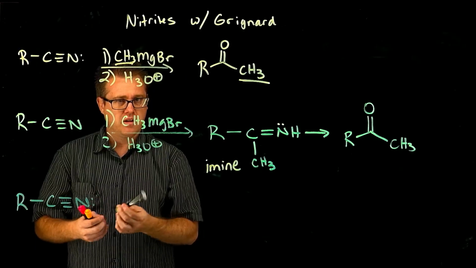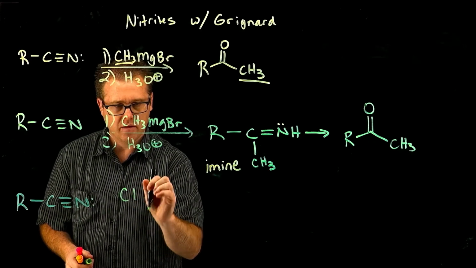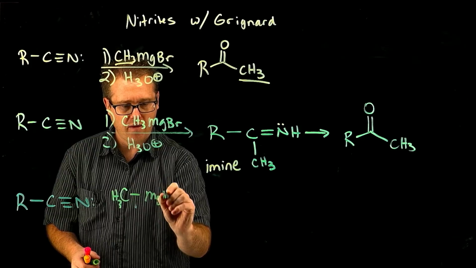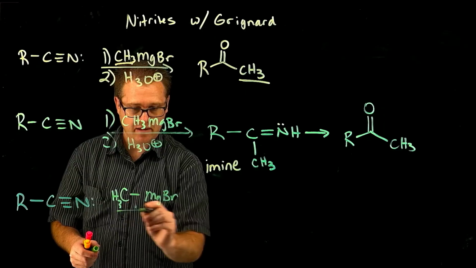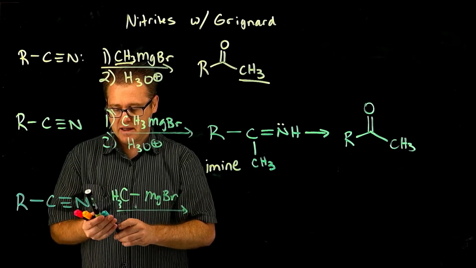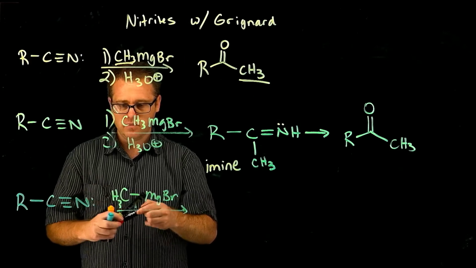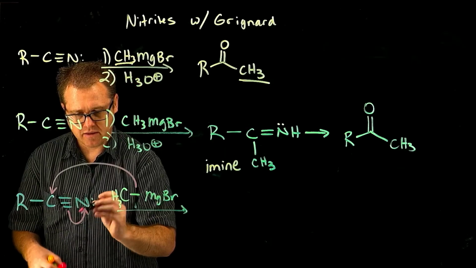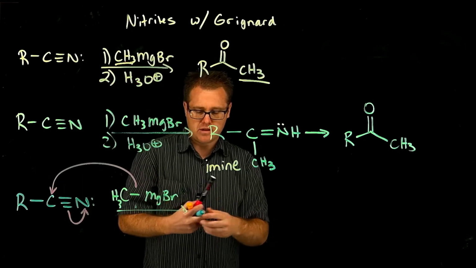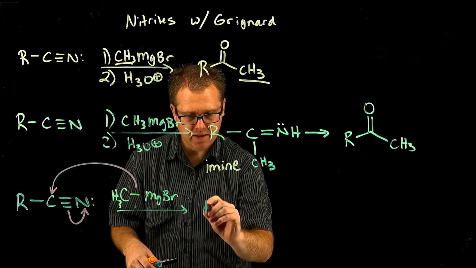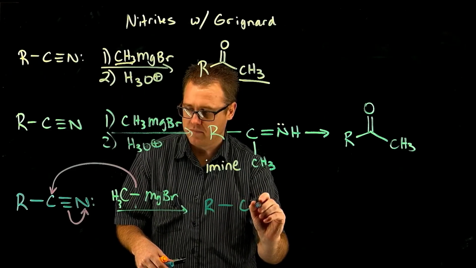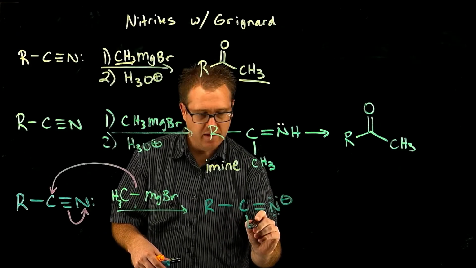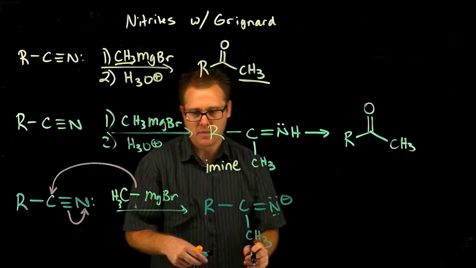We know that the Grignard, let's draw it like this, is very basic. And so what it does is it comes in and just does a nucleophilic attack like that. And so that's going to generate this species. Double bond to the nitrogen, negatively charged, and then our CH3 right there.